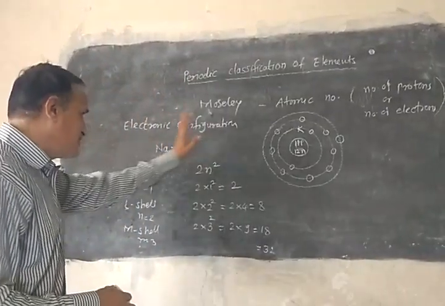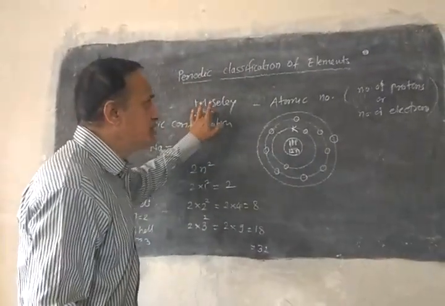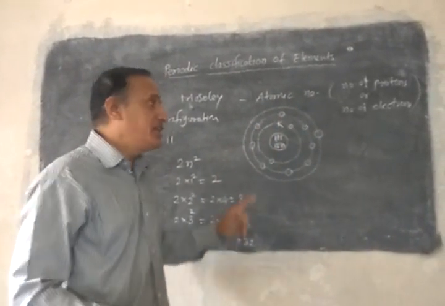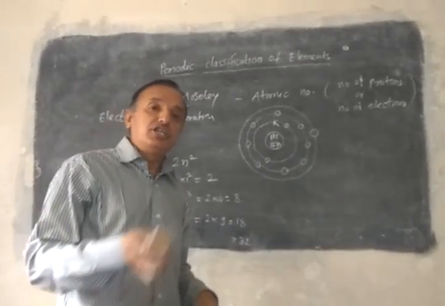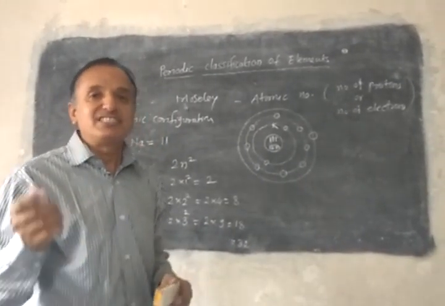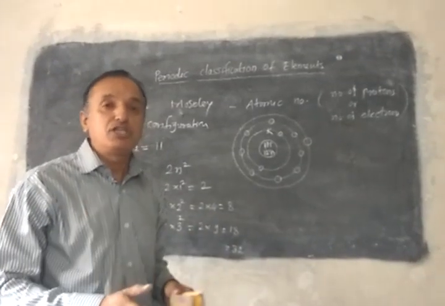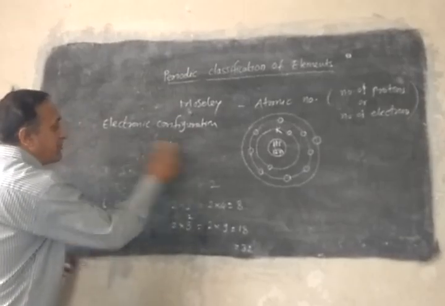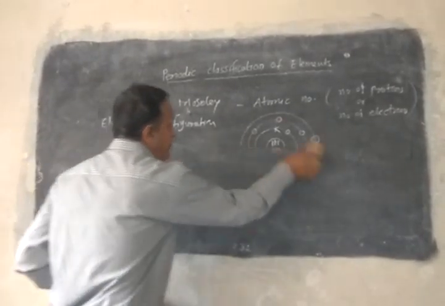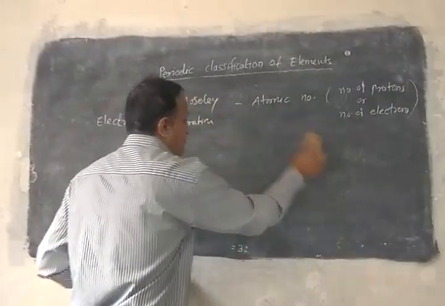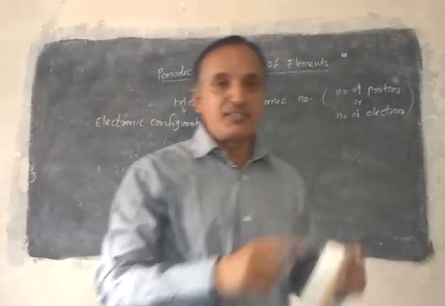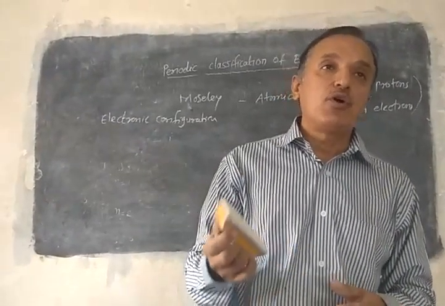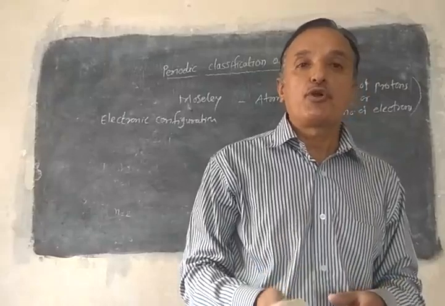Now Moseley took atomic number as the fundamental property in the classification of the elements. He also made the law, and he also prepared the table. So let us see the law and the table he made. The law he made was called the modern periodic law. You see table one, it is called the modern periodic table, and he called that law the modern periodic law.